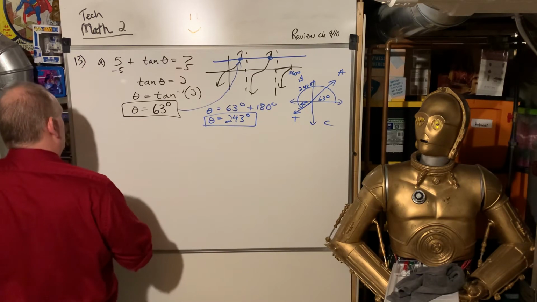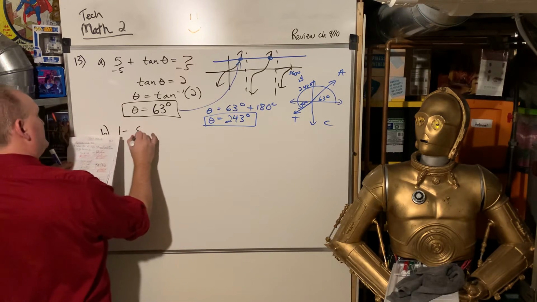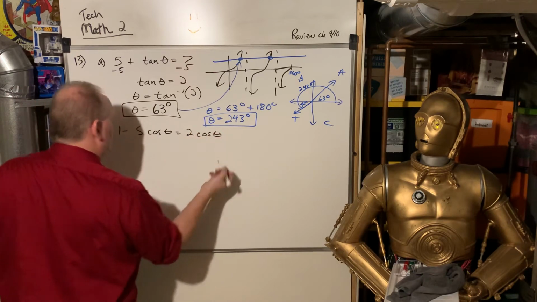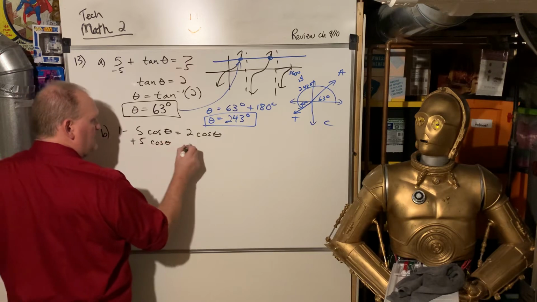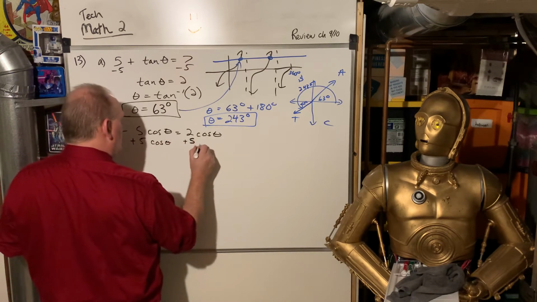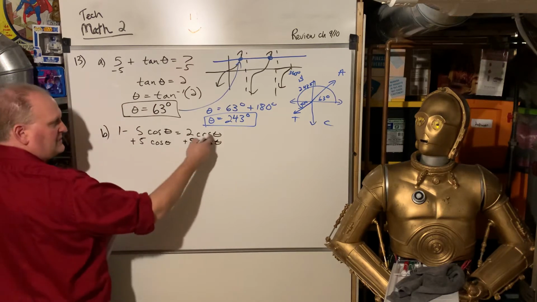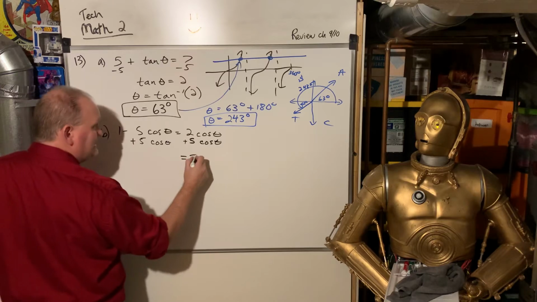let's keep going here. B is 1 minus 5 cosine theta equals 2 cosine theta. So that's a little trickier. You add 5 cosine theta to both sides. You kind of treat the sines and cosines when they're multiple like that, like they're variables, like 2x plus 5x is 7x. 2 cosine plus 5 cosine is 7 cosine.